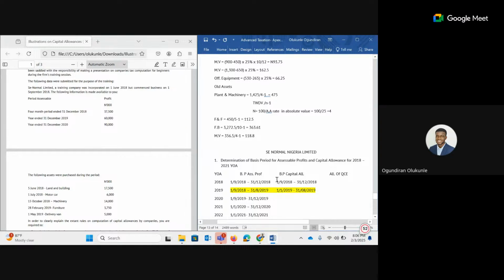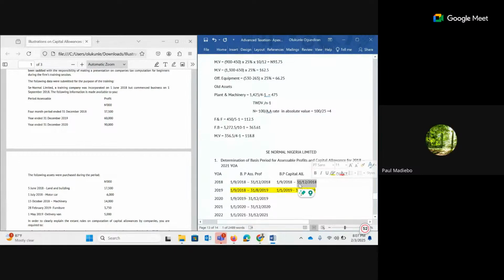Please, okay, let me start again. Remember in the last class, we said basis period for assessable profit is not different from basis period for capital allowance. Only that there should be no gap or overlapping in the basis period. I repeat that again. Now, to avoid that overlapping in the basis period, where there is basis period for assessable profit, you start a day after the basis period of capital allowance ends. You start a day after. So what's the day after 31 December 2018?